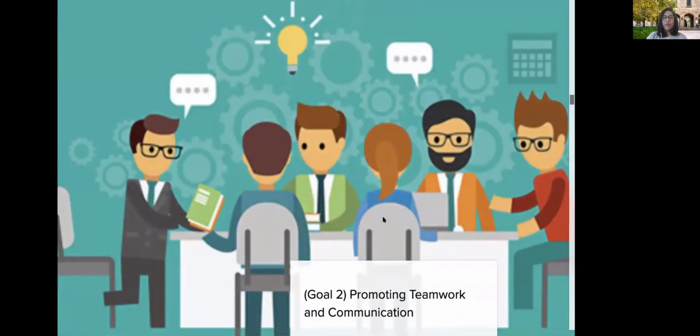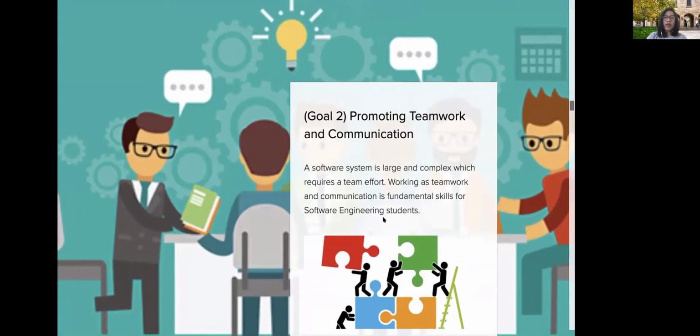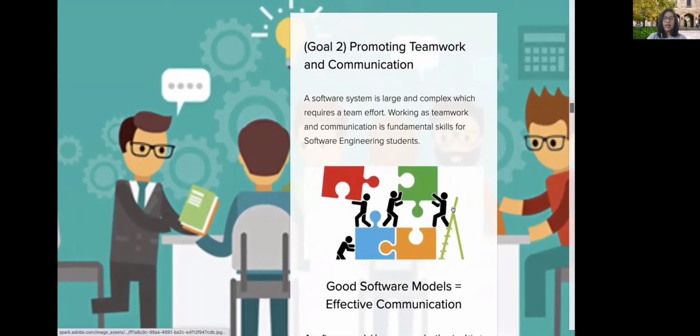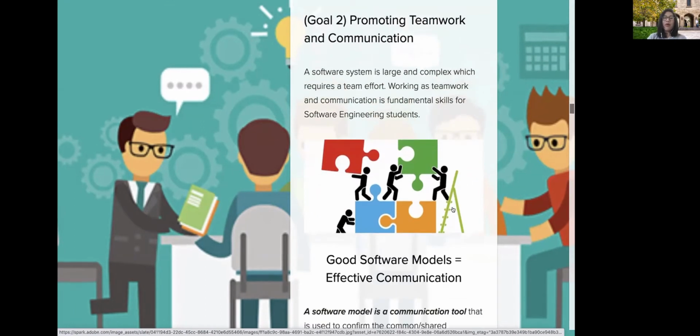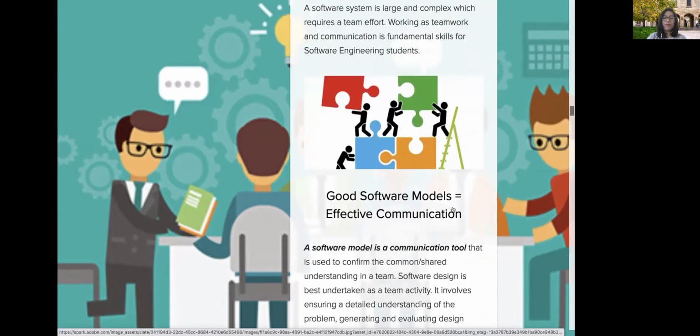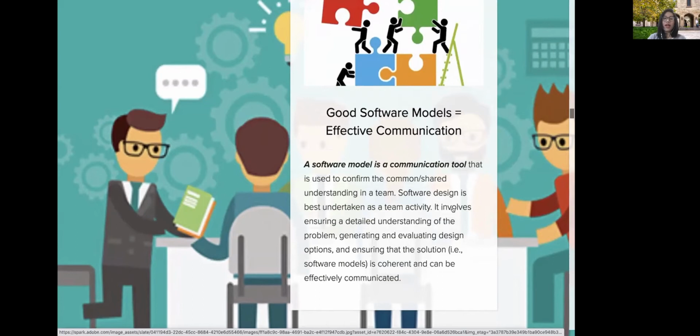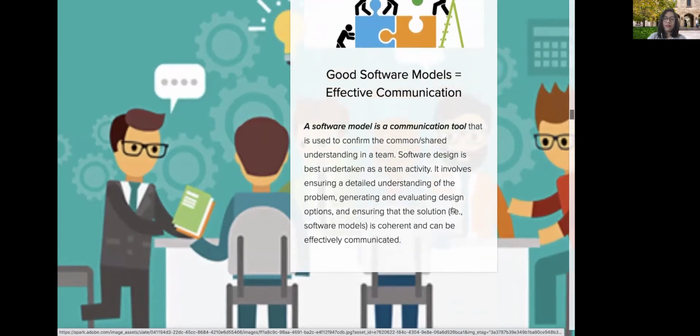And the second goal is to promote teamwork and communication, because a software system is very large and it's very common that developers have to work together as a team. So the students should learn how to work together and how to communicate. And as you see from my example, good software models mean effective communication because they have the same understanding. So basically, a software model is more like a communication tool. And then the students should learn how to use these tools for communication and to ensure that everyone will have the same understanding and can produce a software system.